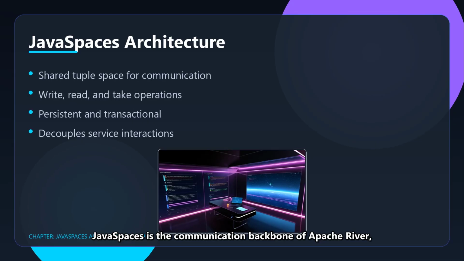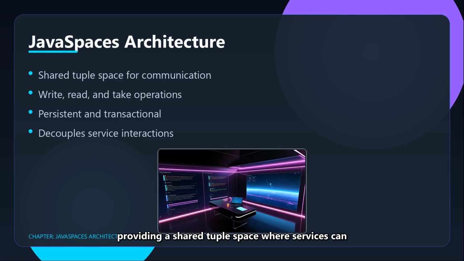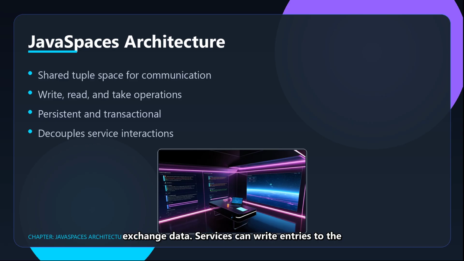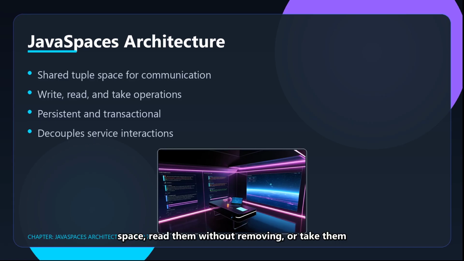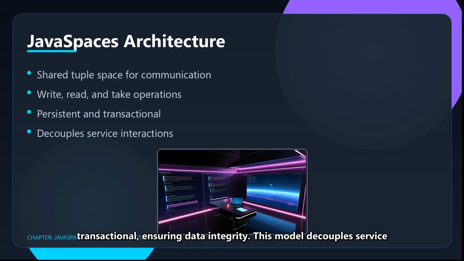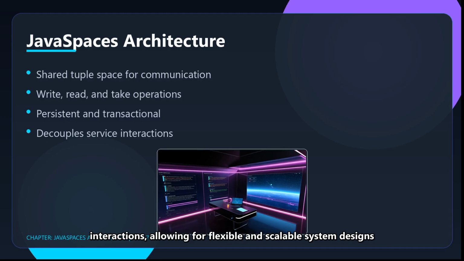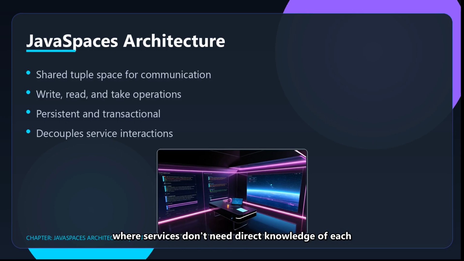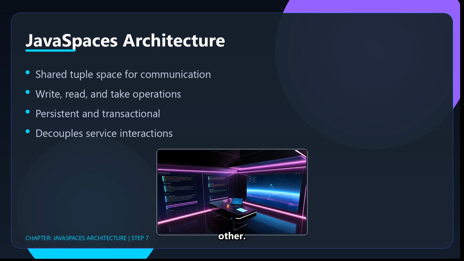JavaSpaces is the communication backbone of Apache River, providing a shared tuple space where services can exchange data. Services can write entries to the space, read them without removing, or take them to consume. These operations can be persistent and transactional, ensuring data integrity. This model decouples service interactions, allowing for flexible and scalable system designs where services don't need direct knowledge of each other.